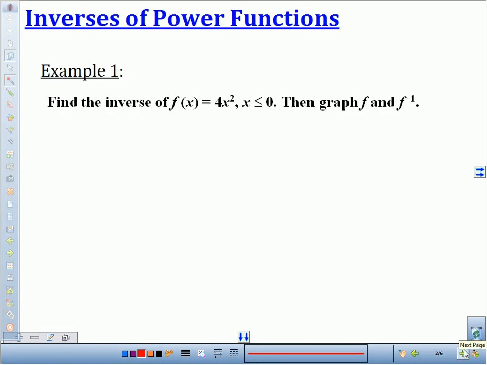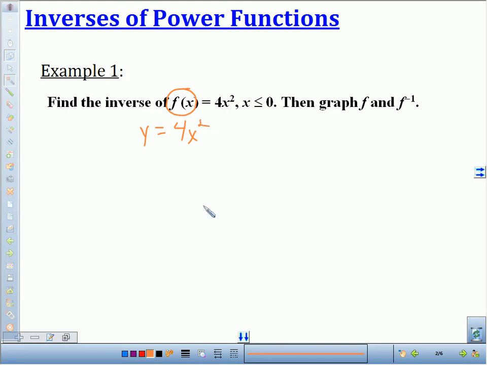Go to example 1. Now, of course, keep in mind, when we're talking about finding the inverse, we have a couple of things that we need to know. First, the inverse of the function is what we get when we swap x and y. Second, what we're doing is basically just solving for y. So, first thing we would want to do here is change this f of x to y, just so we know what we're looking at. So, instead of f of x equals 4x squared, we have y equals 4x squared.